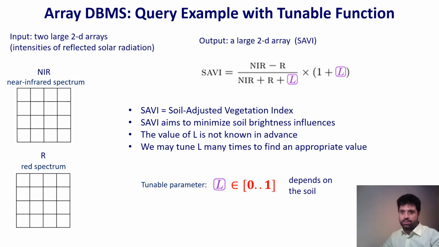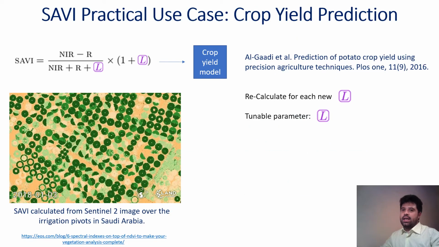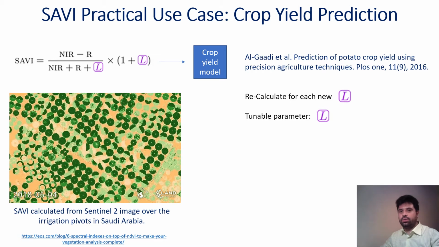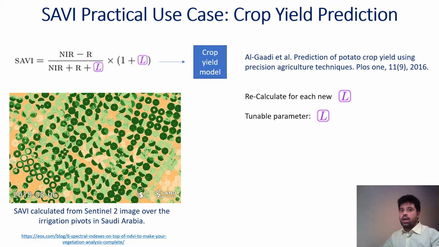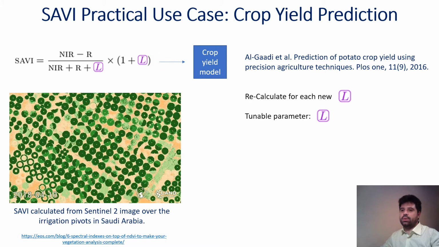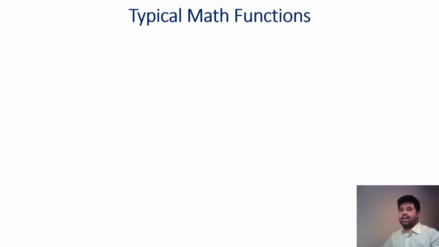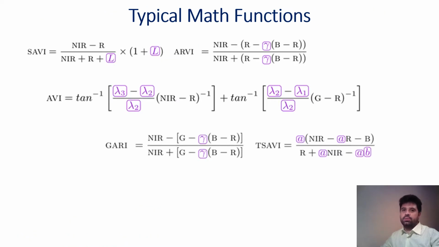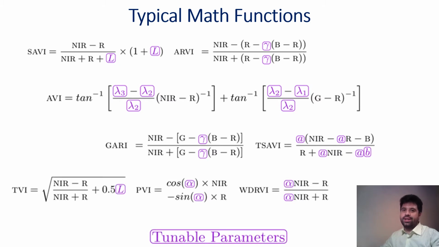It is special because it includes a tunable parameter whose value is not known in advance. We may tune L many times to find an appropriate value. In practice, SAVI can be used to predict crop yield according to the recent publication. However, we need to recalculate the crop yield each time we tune L. SAVI is not alone. Dozens of math functions with tunable parameters are used in practice.